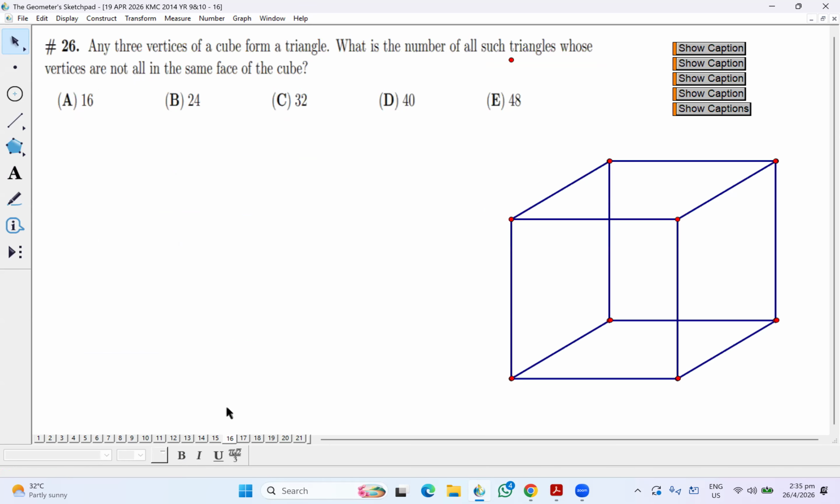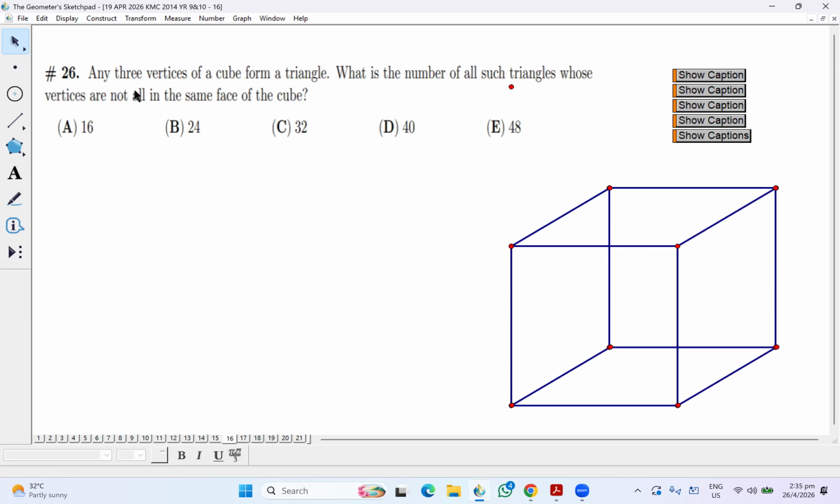Number 16. Any three vertices of a cube form a triangle. Okay, choose 3 points, you get a triangle. What is the number of all such triangles whose vertices are not all in the same face? So one face is a square. You can choose 3 points: 4 choose 3, so 1 point is out. Every time 1 point out, so 4 cases.